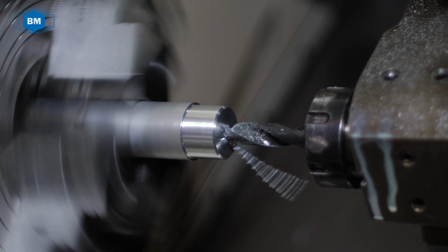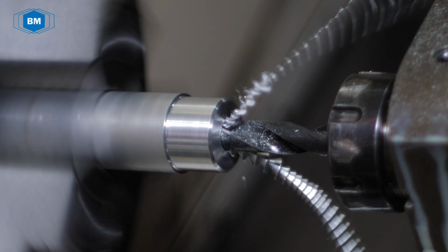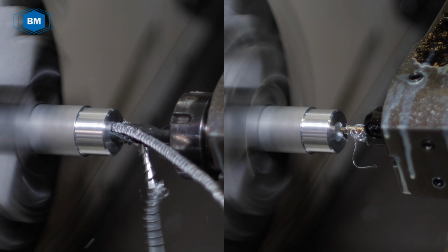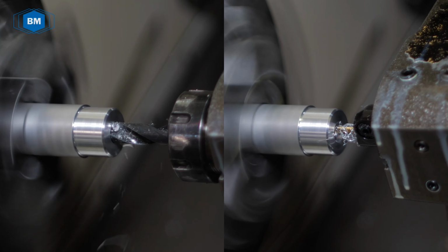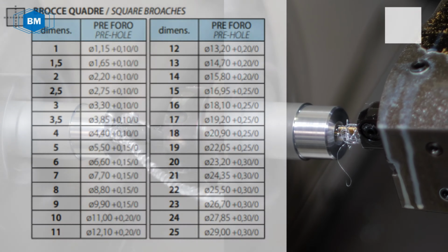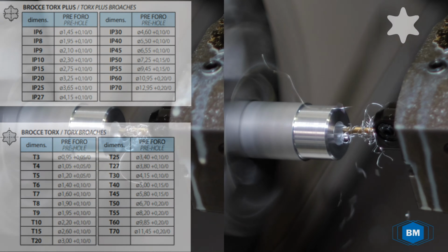Before proceeding with the broaching tool, it is necessary to perform a pre-hole with a slightly larger diameter and a chamfer that covers the maximum vertices of the polygonal figure. It is useful to remember that Brighetti Meccanica supplies the pre-drilling tables. The data refer to broaching operations with square section, hexagonal section and for TORX keys.